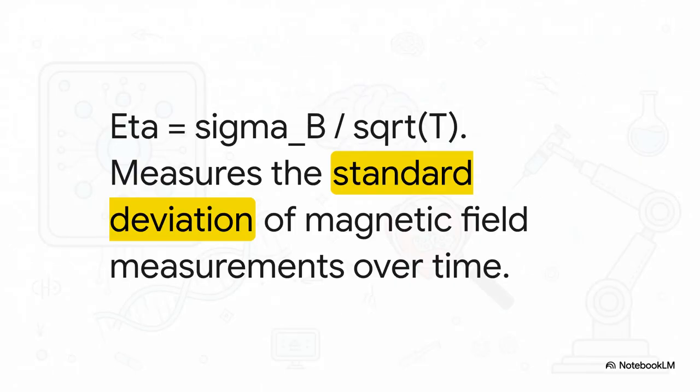That brings us to the sensitivity equation. Eta represents the standard deviation of magnetic field measurements over time, specifically sigma b over the square root of t. Why does this matter so much? Because this precise logarithmic metric allows us to rigorously evaluate successive improvements in both NV and hexagonal boron nitride quantum sensors as the technology matures.